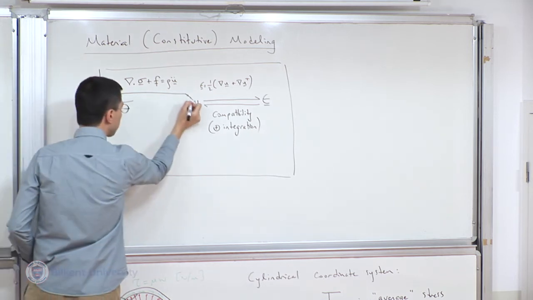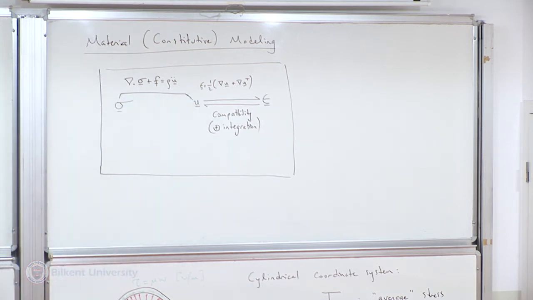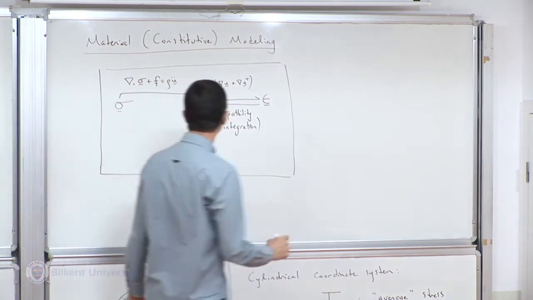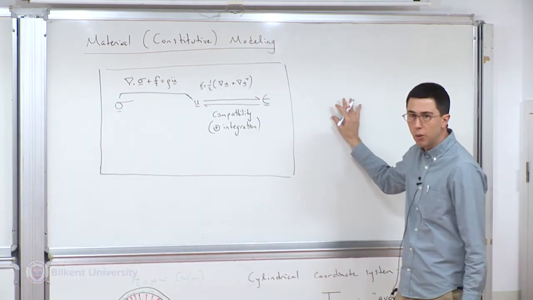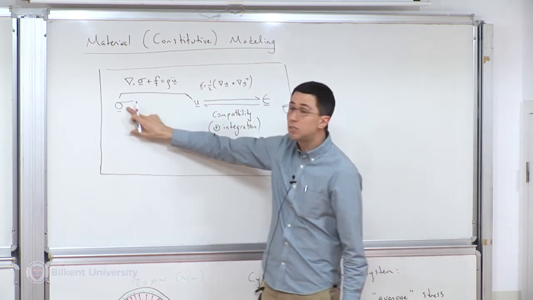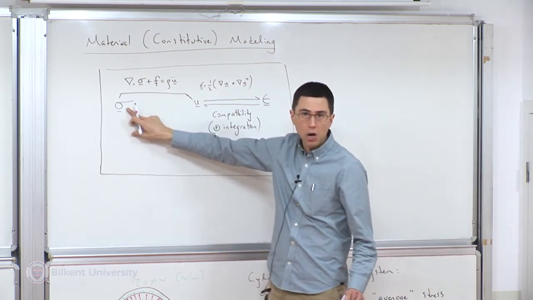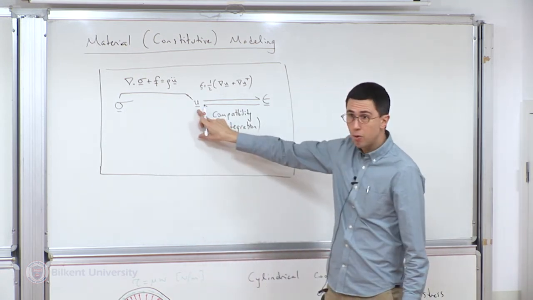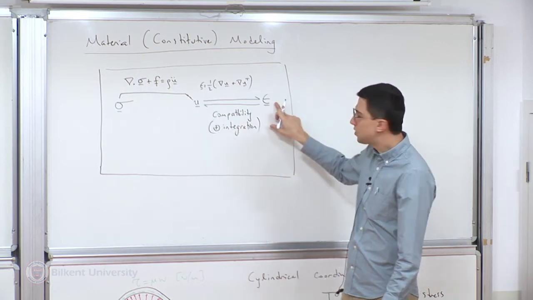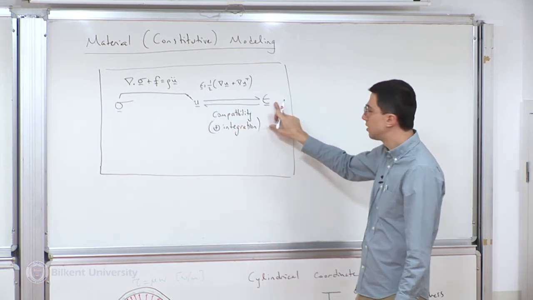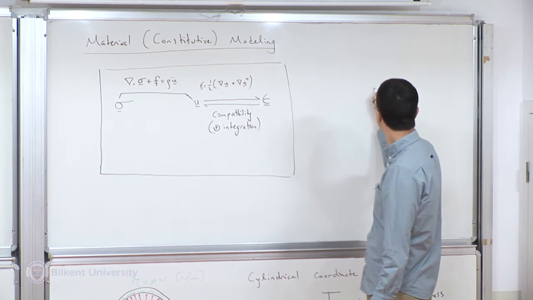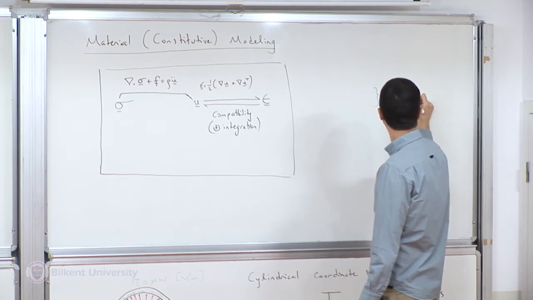Now, let's also count the number of unknowns and equations that we have here. So first of all, I count the number of unknowns. It's symmetric, 6, right? 6 unknowns in stress. 3 components in displacement, that's 9. 6 components of the strain, so 15. So I have 15 unknowns.